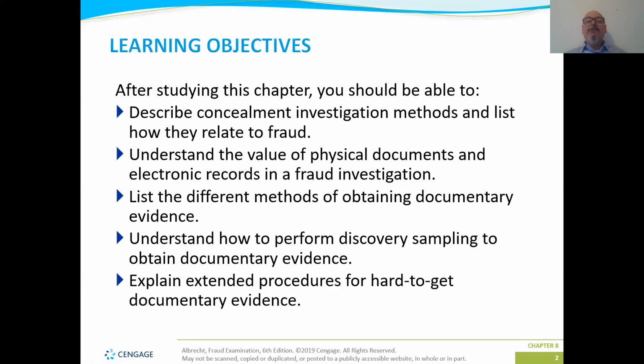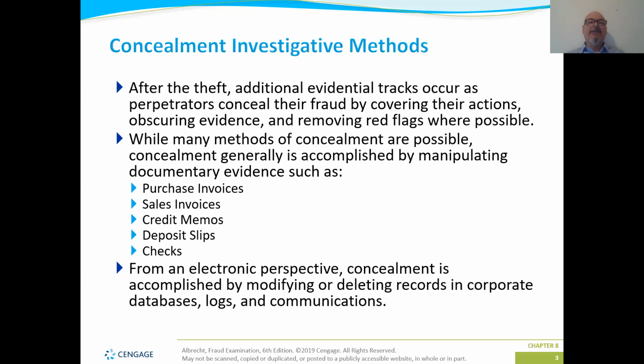Understand the value of physical documents and electronic records in a fraud investigation. List the different methods of obtaining documentary evidence. Understand how to perform discovery sampling to obtain documentary evidence. And finally, explain extended procedures for hard to get documentary evidence.